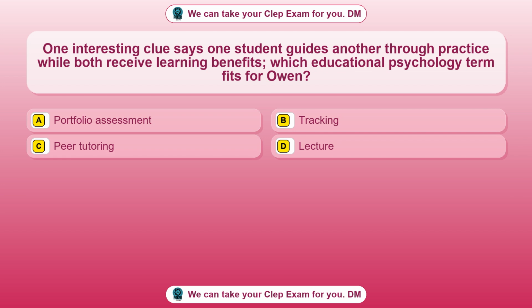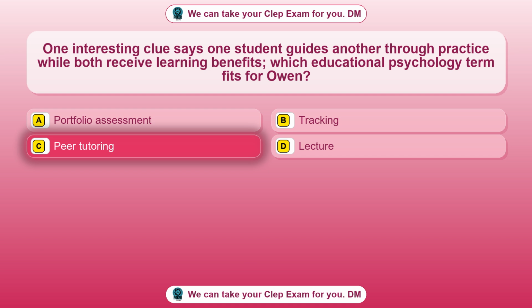Question 80. One interesting clue says one student guides another through practice while both receive learning benefits. Which educational psychology term fits for Owen? Option A, portfolio assessment. Option B, tracking. Option C, peer tutoring. Option D, lecture. The correct answer is option C, peer tutoring.